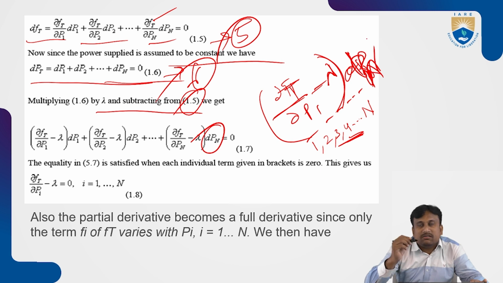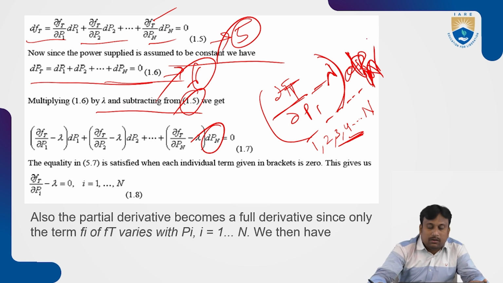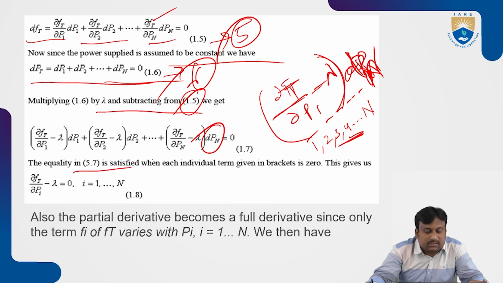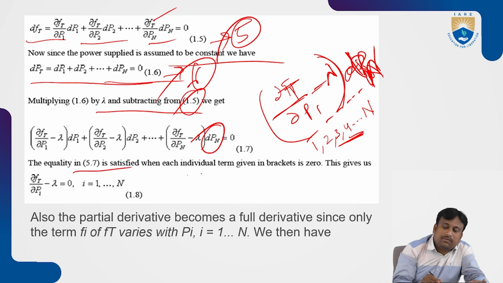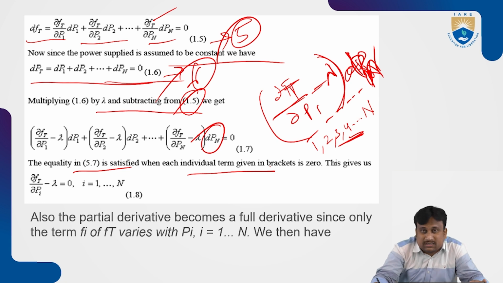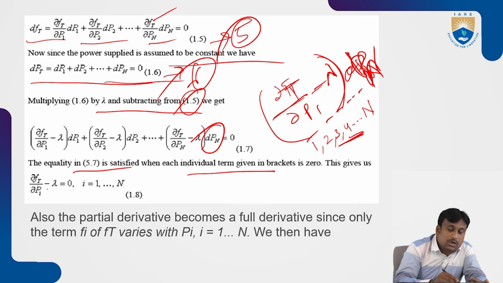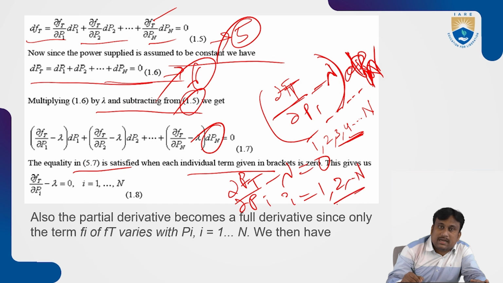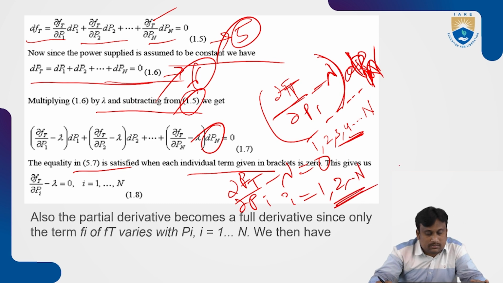Capital N number of terms, it will be as follows. Because of this, the equality in the earlier equation is satisfied when each individual term given in brackets is equal to 0. So this finally gives us ∂ft/∂pi minus lambda is equal to 0, where i is equal to 1, 2, and so on up to n.